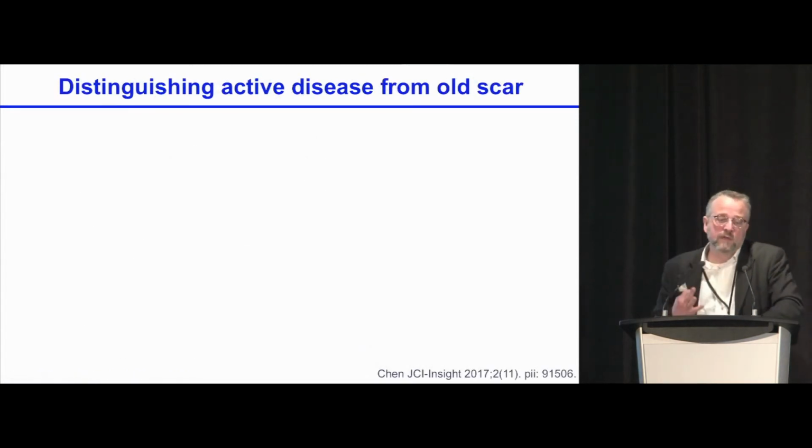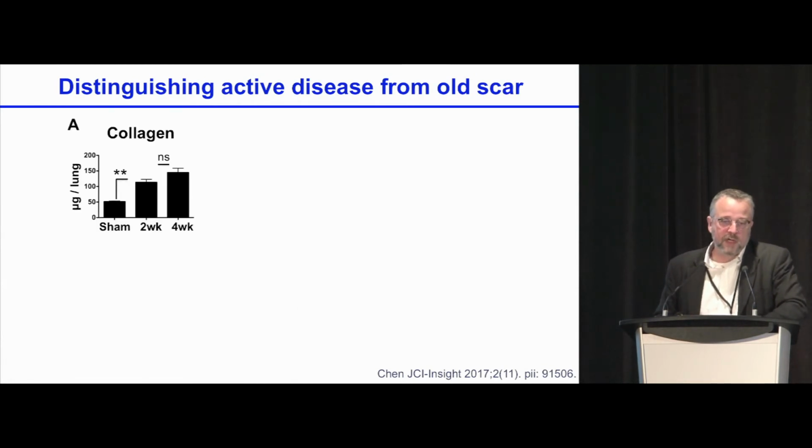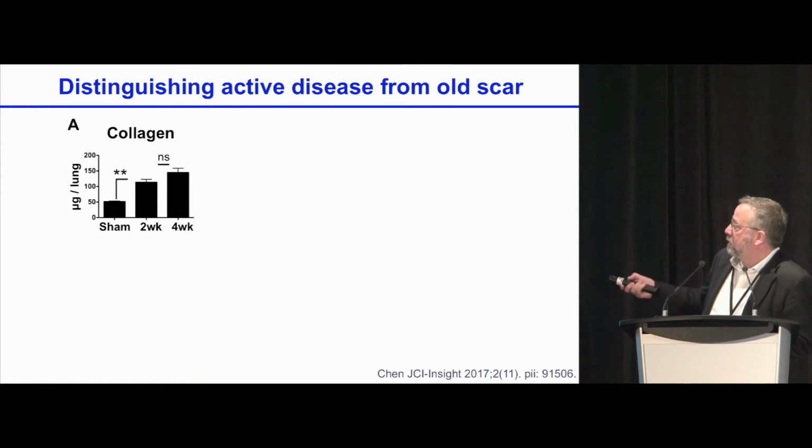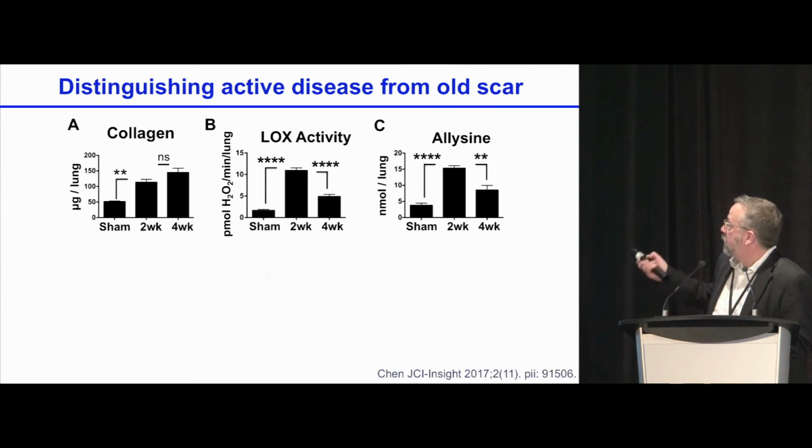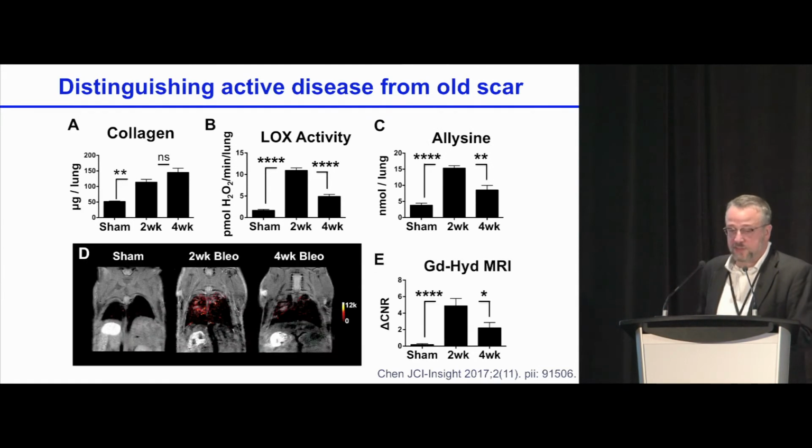So to get to the point of looking at active disease versus scar, we then ran this model out further. So now looking in the lung here of sham-injured animals at 2 weeks and at 4 weeks, if we measure how much collagen is present in the lung by looking at hydroxyproline, you can see that there's still very high levels at 4 weeks. But LOX activity is now starting to decrease at 4 weeks. And likewise, allysine is going down at 4 weeks. And again, we can pick this up nicely with MRI. So we think we have a good marker of this pharmacodynamic effect.